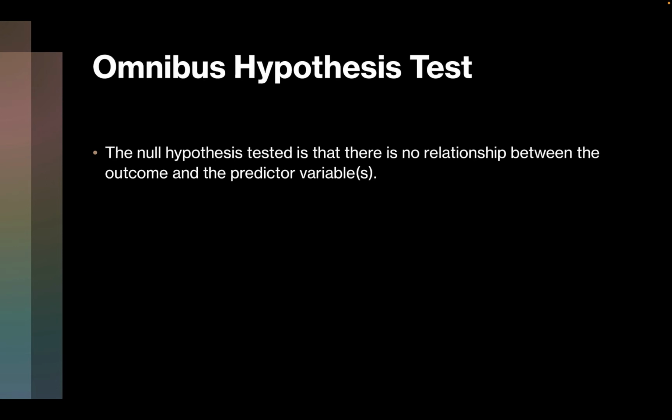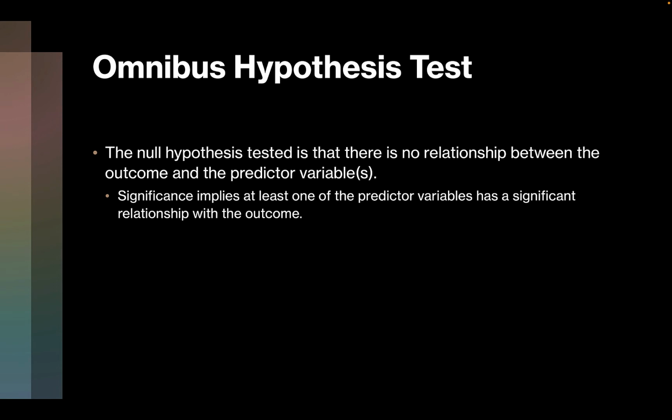All right, there is an omnibus hypothesis test. The null hypothesis tested is that there is no relationship between the outcome and the predictor variables. Significance implies at least one of the predictor variables has a significant relationship with the outcome. Again, this is very typical at this point in the class. You should be familiar with the omnibus test, not giving us specific details, but just saying that at least one of the independent variables is significantly predicting the outcome.